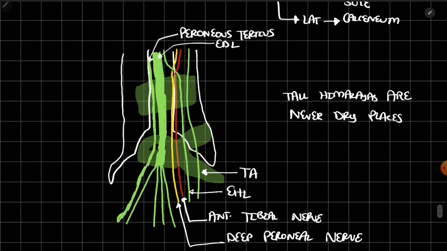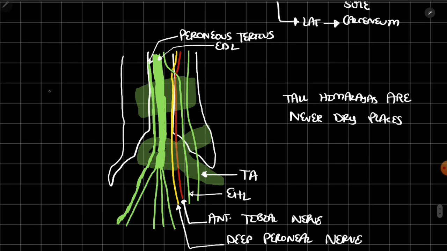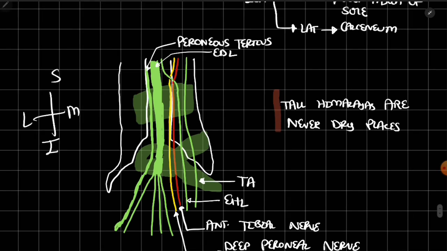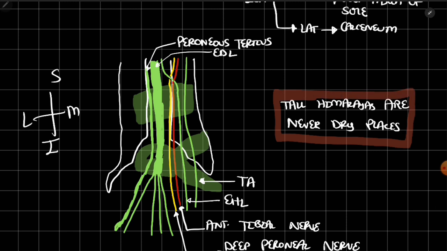From medial to lateral, it is Tall Himalayas are never dry places. The mnemonic: Tall Himalayas are never dry places. Tibialis anterior, extensor hallucis longus, then the anterior tibial artery, deep peroneal nerve, extensor digitorum longus, and peroneus tertius. So this was all about the extensor retinaculum.